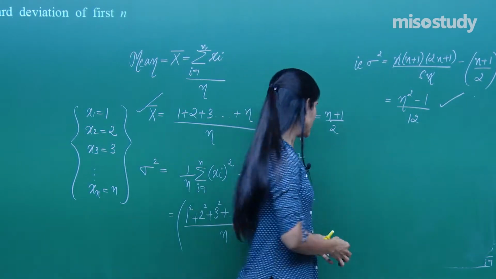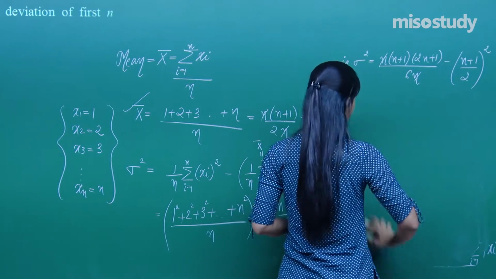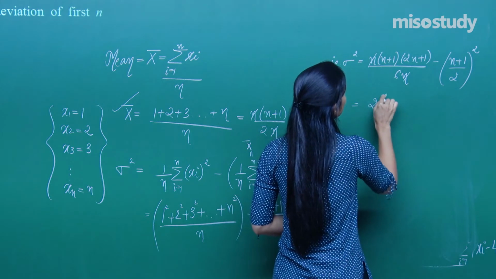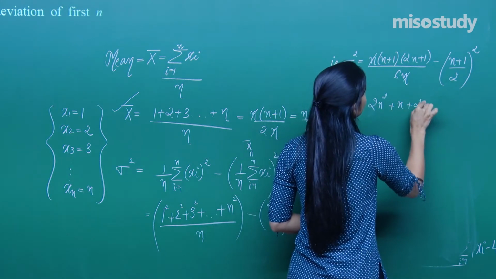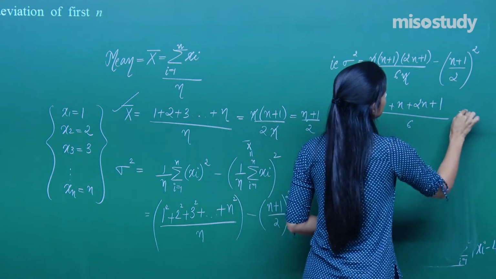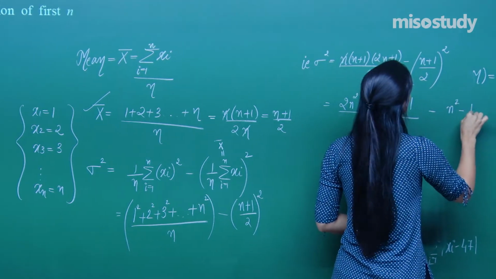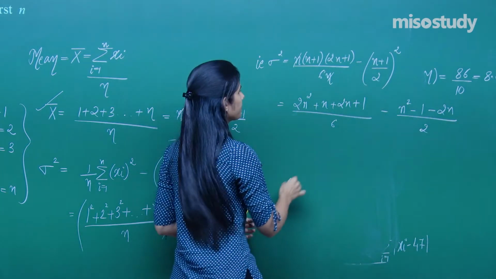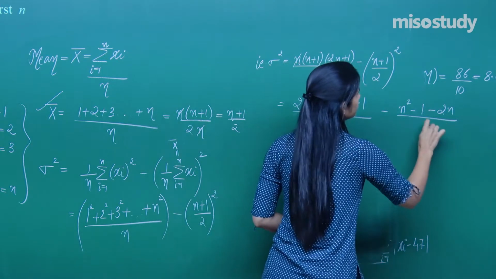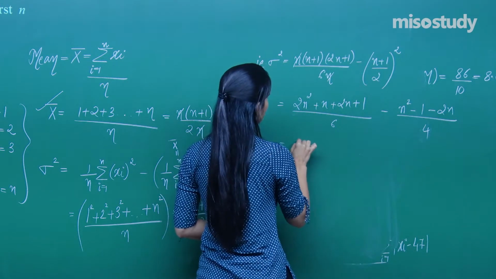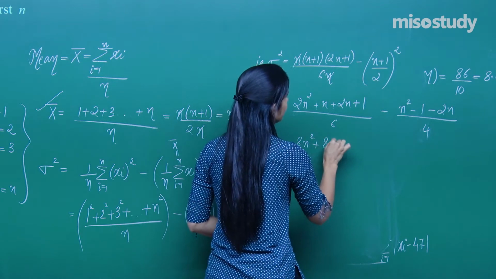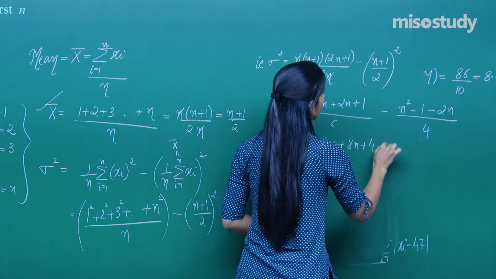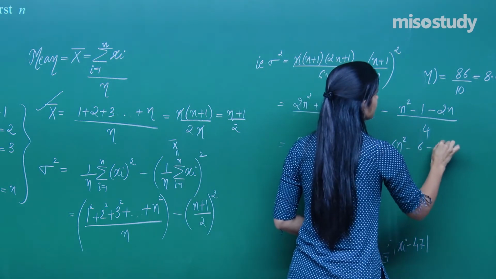When you're going to evaluate this, you can even check this. This is very easy. See, you are left with (2n square plus n plus 2n plus 1) whole upon 6, minus (n square minus 1 minus 2n) whole upon 2. I have just opened up the braces. This is 4, 2 square is 4. So you get 4 into 2, 8n square plus 8n plus 8n plus 4, minus 6n square minus 6 minus 12n.